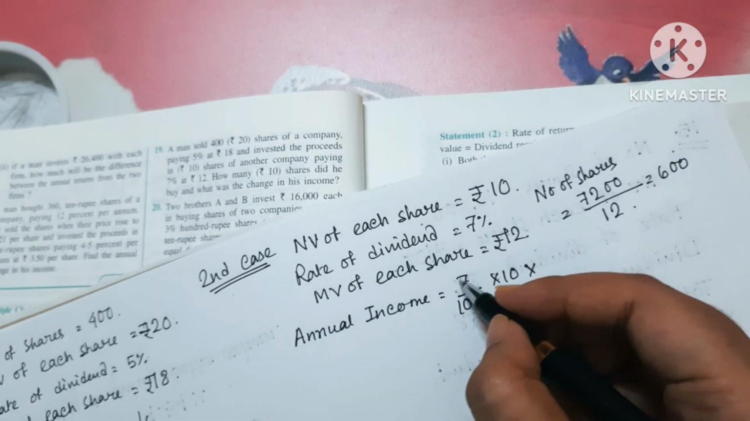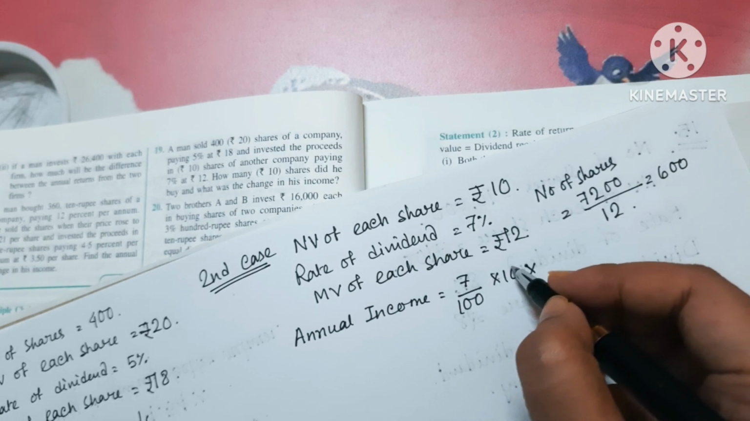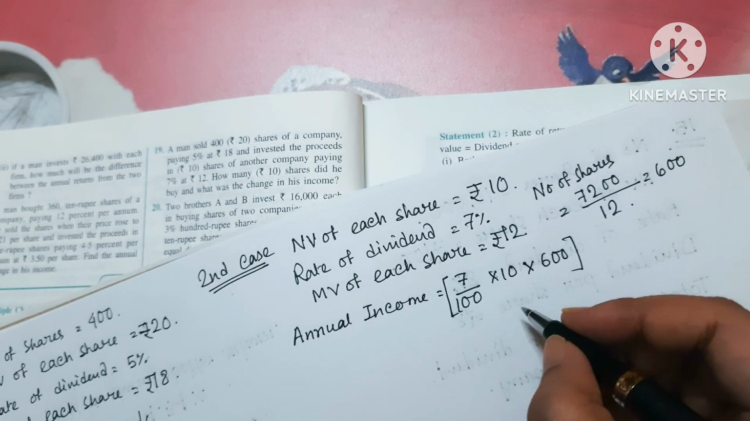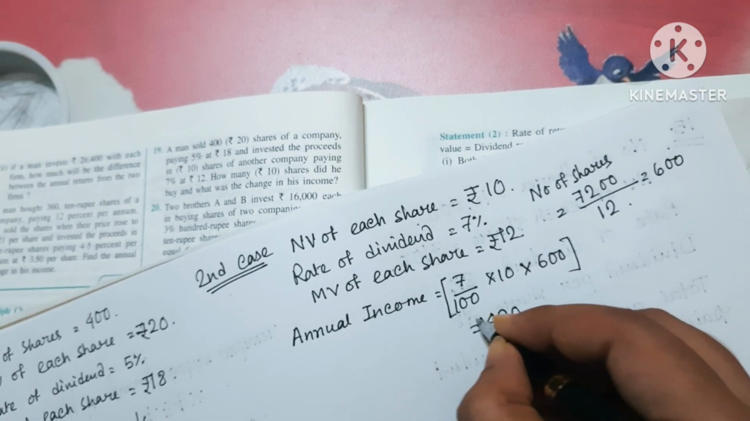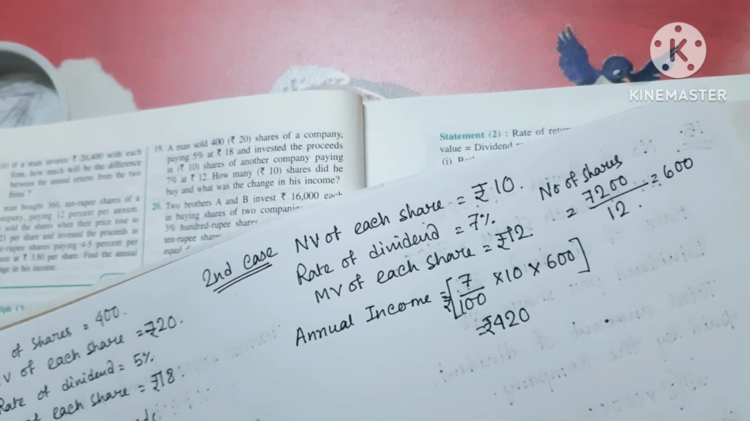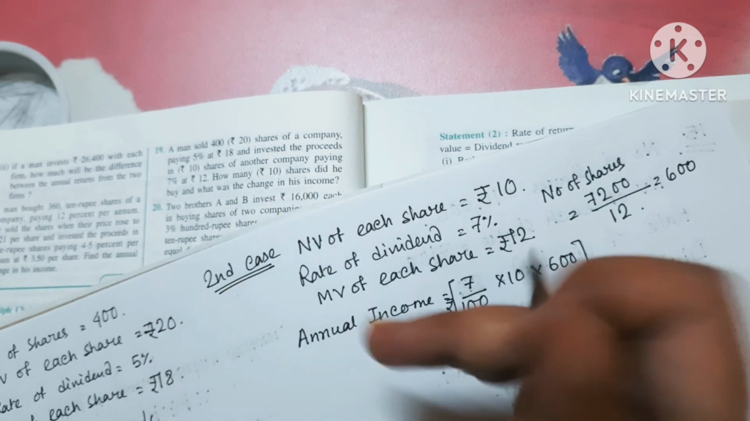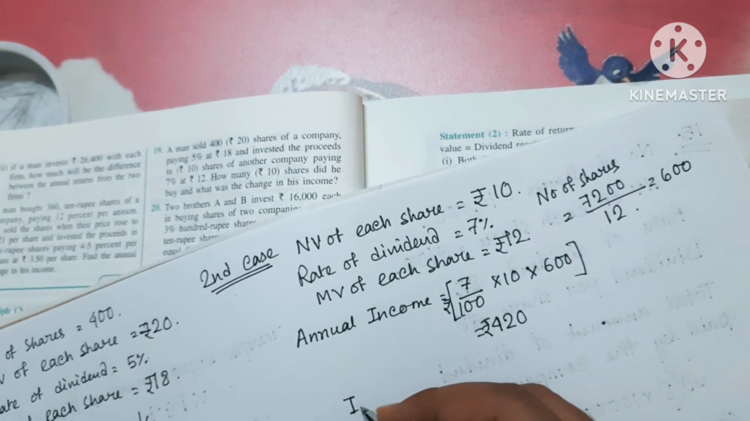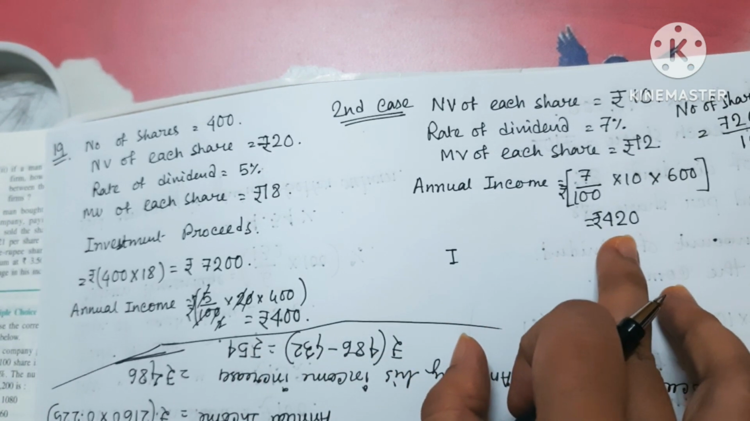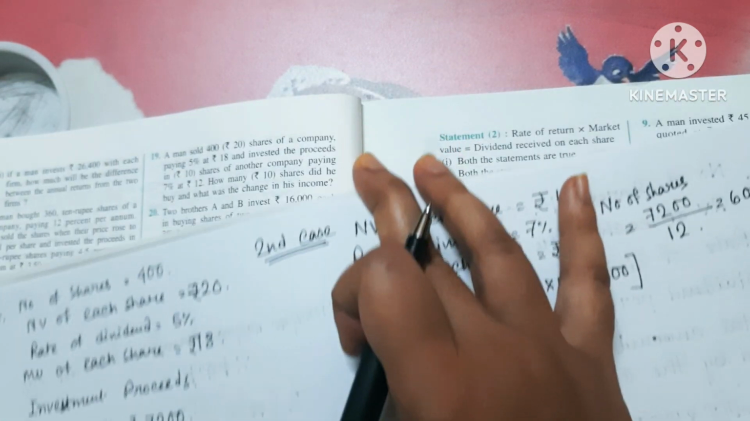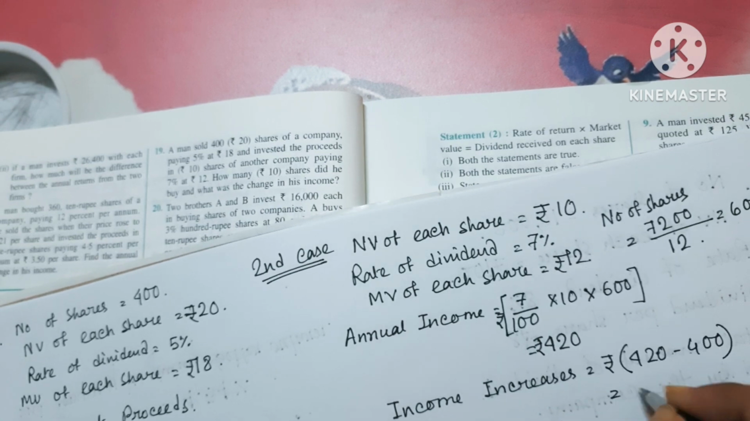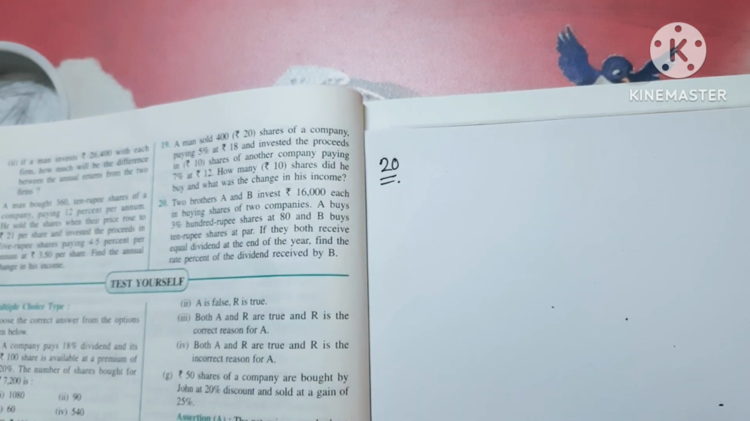So annual income will be 7% of this, this is the nominal value, and into 600. Okay, so if you multiply, you will get rupees 420. Okay, so what was the change in his income? So income increases. In case of first one, income was rupees 400, and in case of second one, income is rupees 420. So income increases rupees 20.